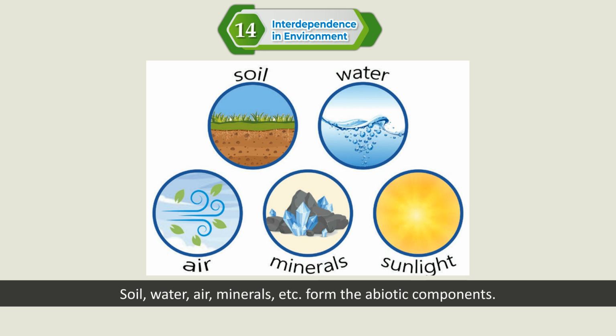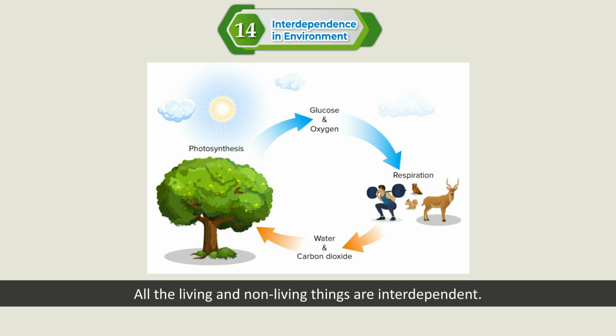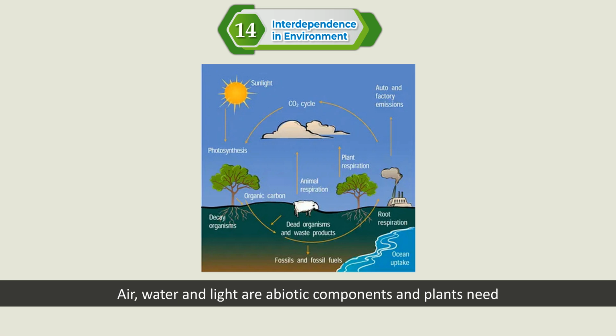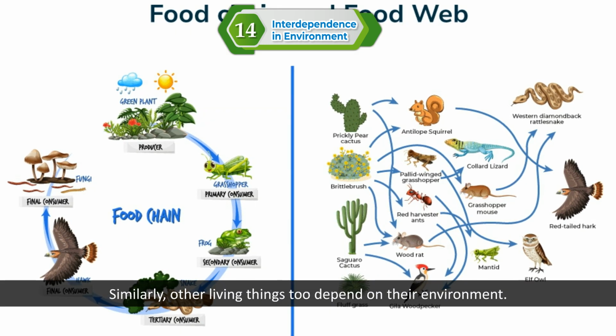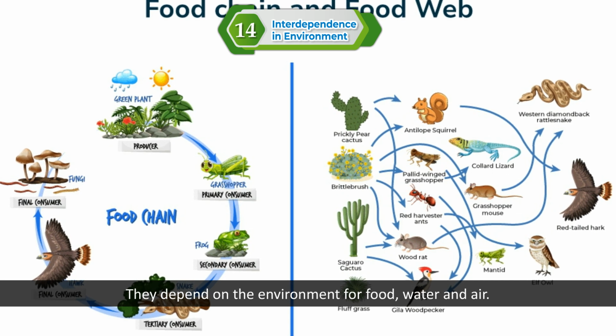form the abiotic components. Dependence of biotics and abiotics. All the living and non-living things are interdependent. More specifically, all the living things are closely interconnected with the non-living things. Dependence of plants on abiotic components. Air, water and light are abiotic components and plants need them to grow. So, plants depend on abiotic components of the environment. Similarly, other living things too depend on their environment. They depend on the environment for food, water and air.